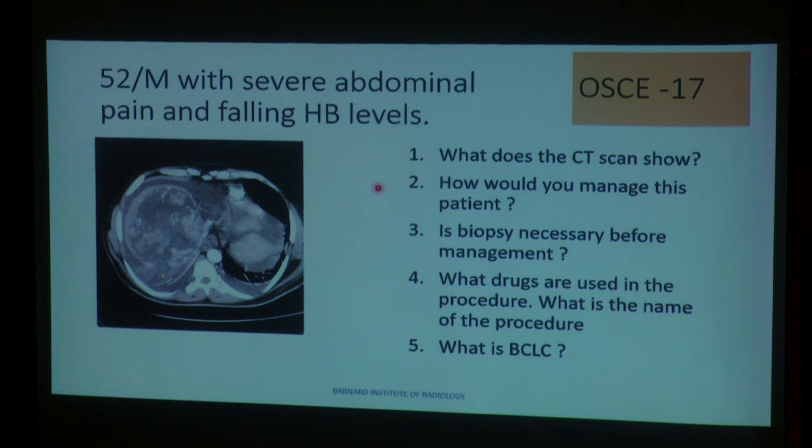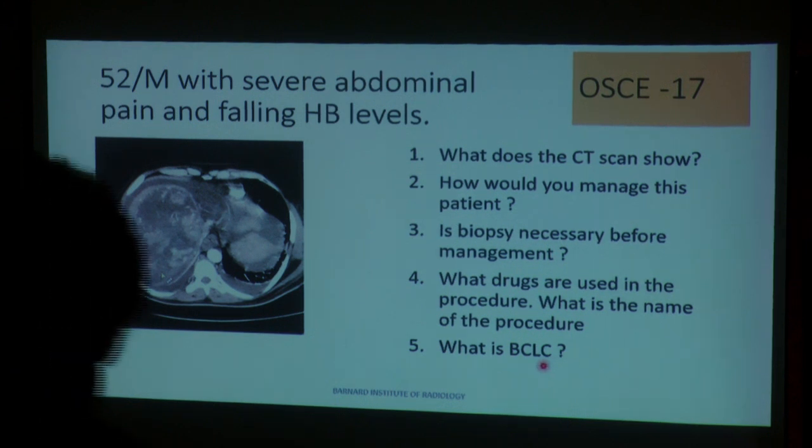A 52-year-old male with severe abdominal pain and falling hemoglobin levels. What does the CT scan show? How would you manage this patient, and is biopsy necessary before management? What drugs are used in the procedure? What is the name of the procedure, and what is BCLC?